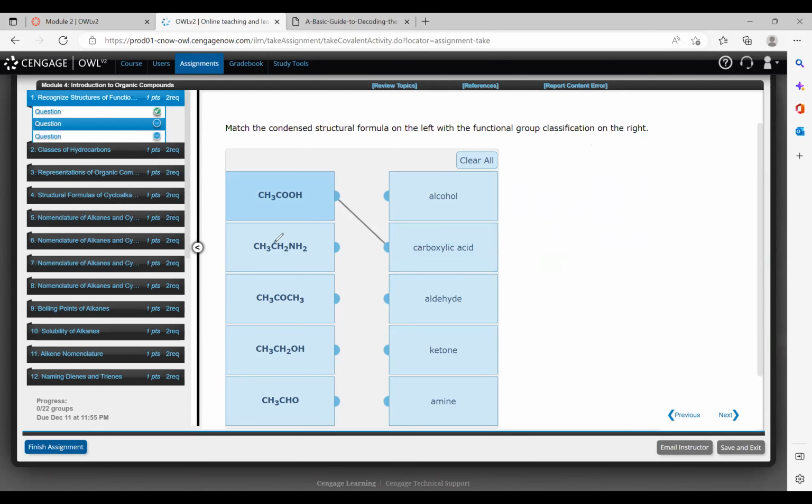Down here, we can see that we have, again, that carbon attached to hydrogens. All right, and then we have CH2. And then we have that NH2. Now remember, if you see a C with an NH2, we're dealing with an amine.